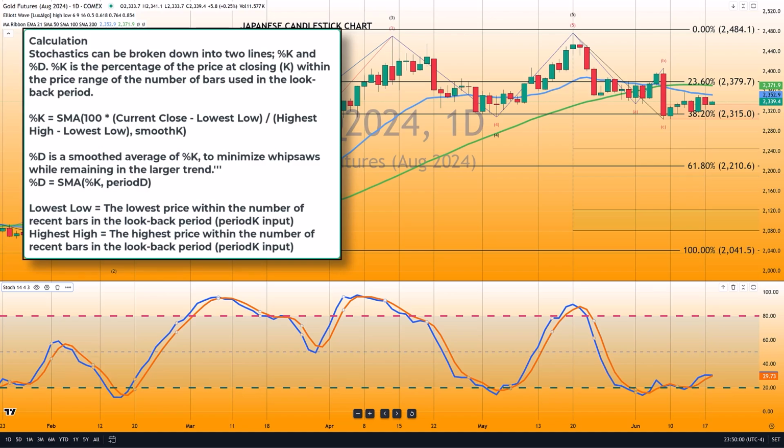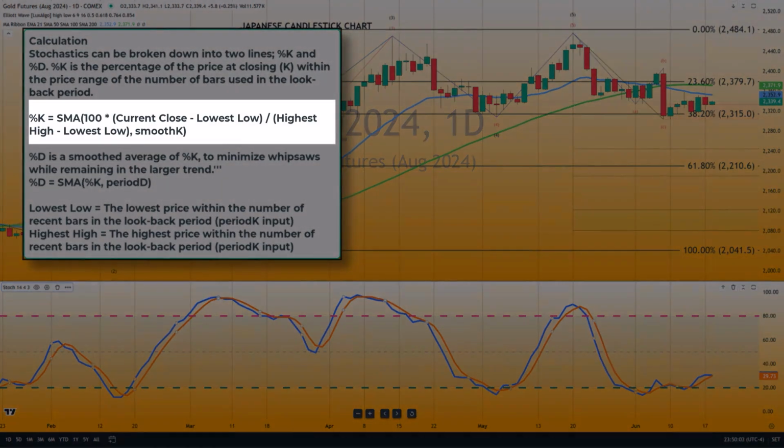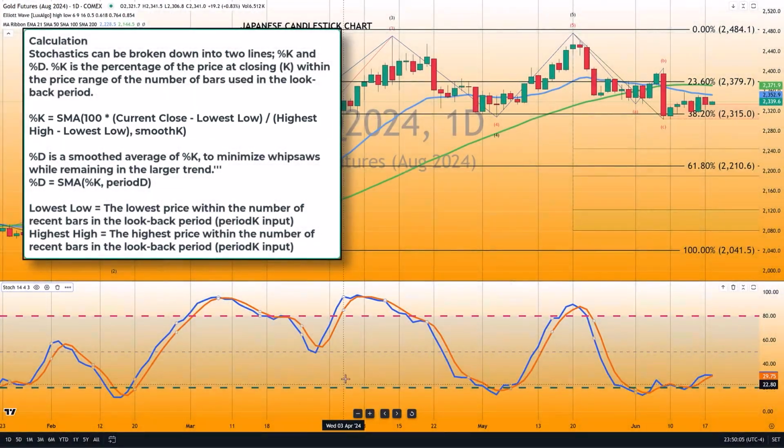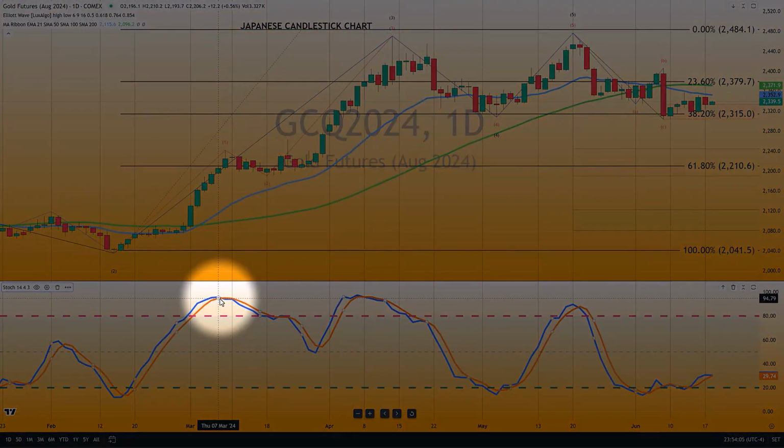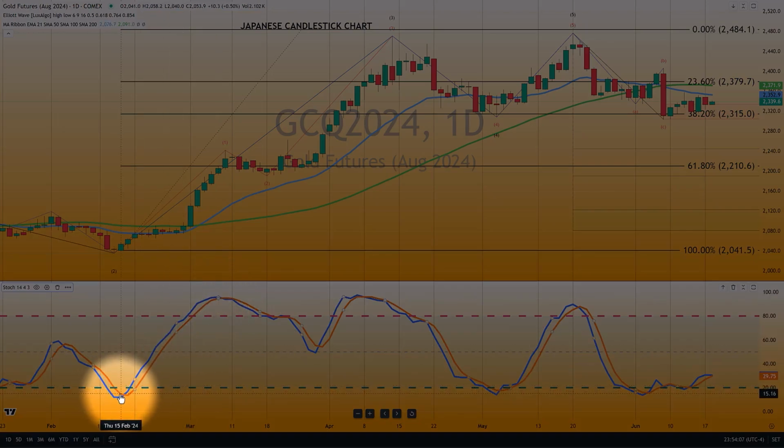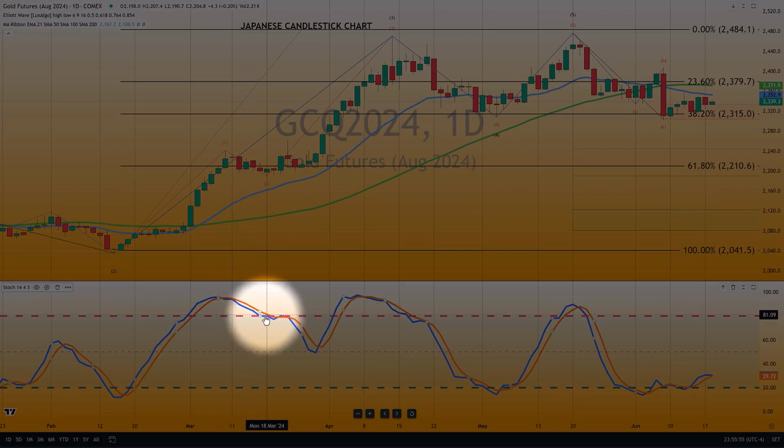The first line, known as the K line in orange, displays the current close in relationship to the highest highs or the lowest lows. We look for the lines to cross and move back either above the 20 or below the 80, giving us an indication that a pivot or key reversal could be imminent.